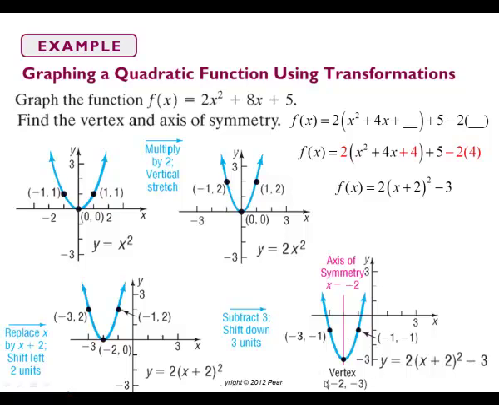Our vertex is at (-2, -3). So notice it's the opposite. It helps to look at this in terms of transformations. We had to shift this to the left 2, so that would make it a -2, and then down 3, and so that would make it a -3 as well for the vertex.